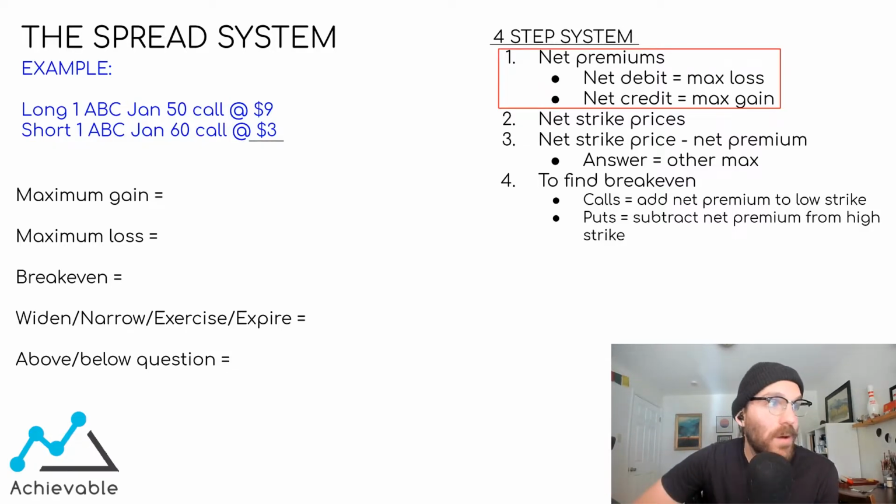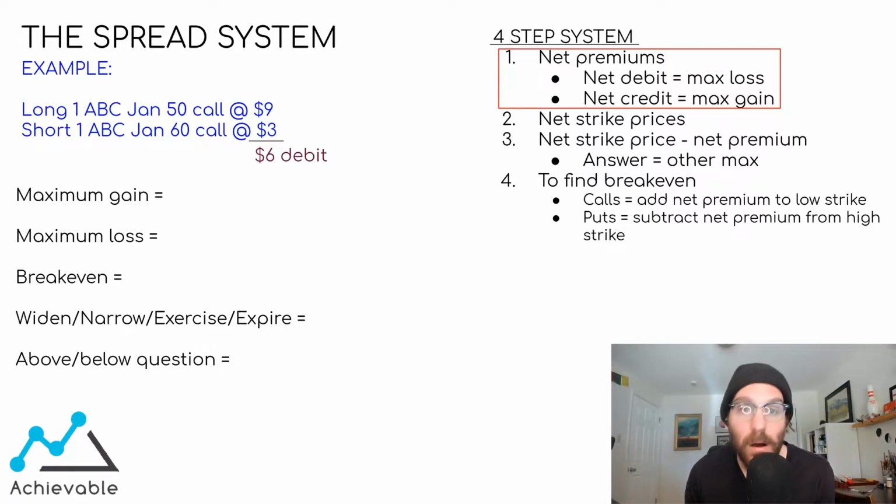Now here, we bought the option, we bought the call for 9, and we sold the call for 3. That is an overall debit of 6 per share, or $600 overall. Now, here's the good news about the system.